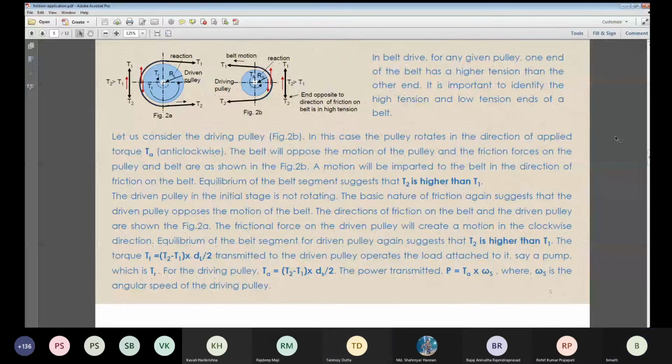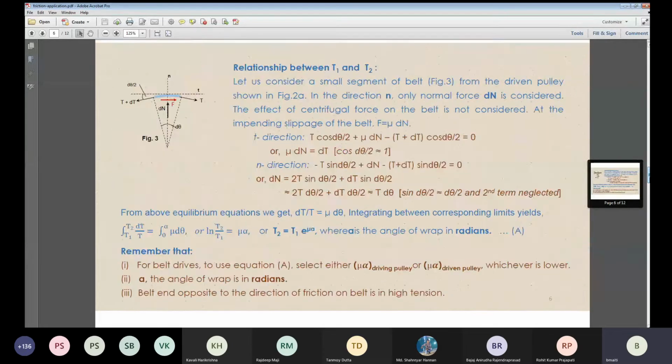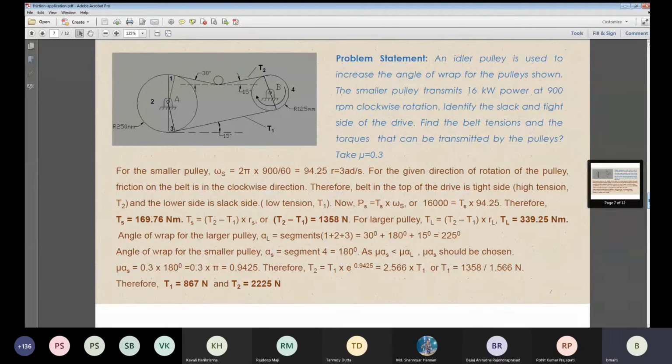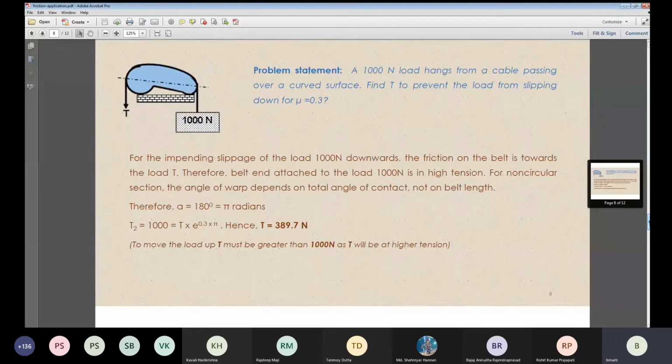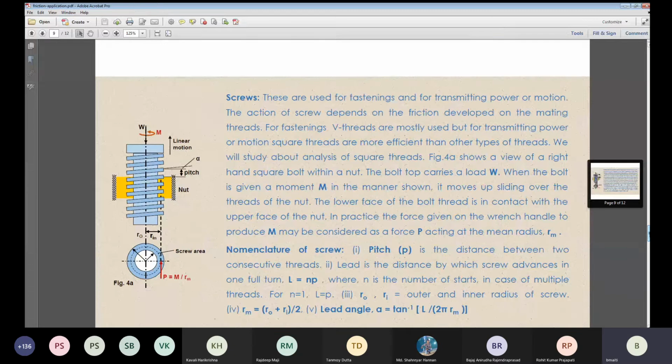Thank you. So now come down to something on the screw. This problem is very simple. This problem also you have understood. Now I have come down to the screw. Now on this page, do you have anything to talk about? Yes, sir. I did not understand the lead angle alpha. How is it L upon 2 pi Rm, sir? Can you explain? L divided by 2 pi Rm.